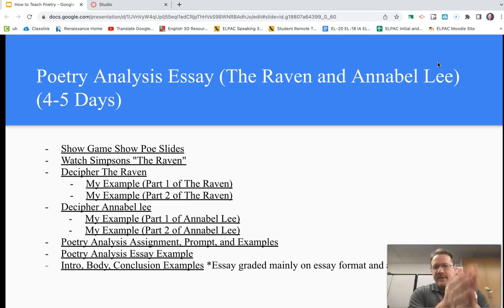So let me get right into this. This poetry analysis essay is going to be focusing on The Raven and Annabel Lee. Now, I will tell you, the essay is not about The Raven and Annabel Lee, but those two poems set up what the essay is going to be about. It's a 4 to 5 day lesson plan. It'll take you an academic week, maybe even a couple extra days, depending on your students and how long they take to write essays or how long you want to spend on The Raven and Annabel Lee.